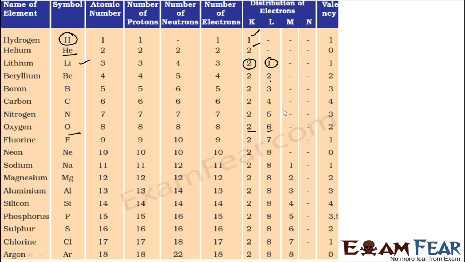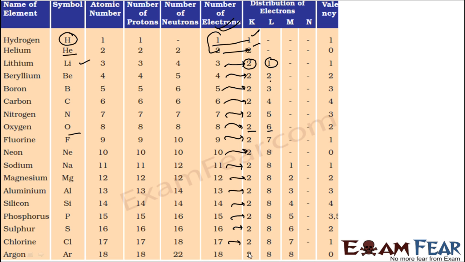Okay, and when you talk about the distribution of electrons, you take this number of electrons. So if it is 1, it is 1; 2, it is 2; 3, 2 plus 1; 4, 2 plus 2; 5, 2 plus 3; 6, 2 plus 4; 7, 2 plus 5; 8, 2 plus 6; 9, 2 plus 7; 10, 2 plus 8; 11, 2, 8, 1; 12, 2, 8, 2; 13, 2, 8, 3; 14, 2, 8, 4; 15, 2, 8, 5; 16, 2, 8, 6; 17, 2, 8, 7; 18, 2, 8, 8. So that is how it is. It is the electronic configuration, which is nothing but the configuration of electrons. So it should match the number of electrons.